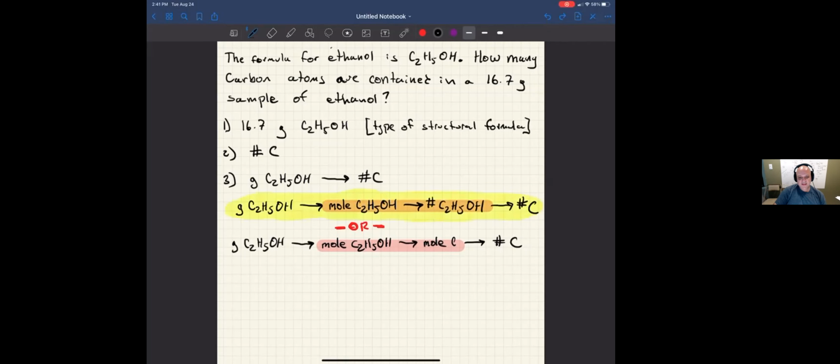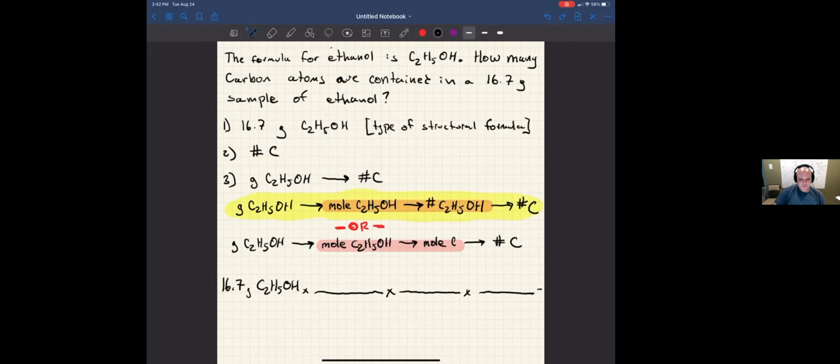And so now that we've got that together, let's go ahead and solve the problem using the first plan that we came up with. And so let's go ahead and put that together. I'm starting with 16.7 grams of ethanol. And I know from my step-by-step plan that I'm going to need 3 conversion factors, 3 different per expressions.